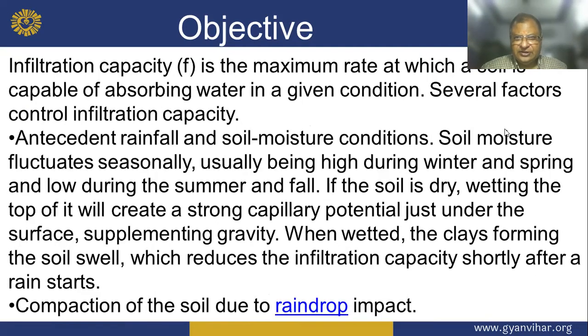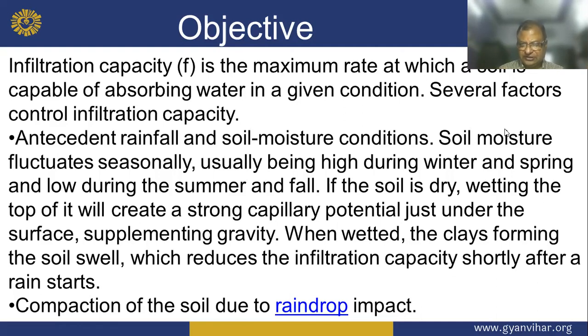Infiltration capacity is the maximum rate at which a soil is capable of absorbing water in a given condition. Several factors control infiltration capacity. Antecedent rainfall and soil moisture condition, especially, are high during the winter and spring and low during the summer and fall.